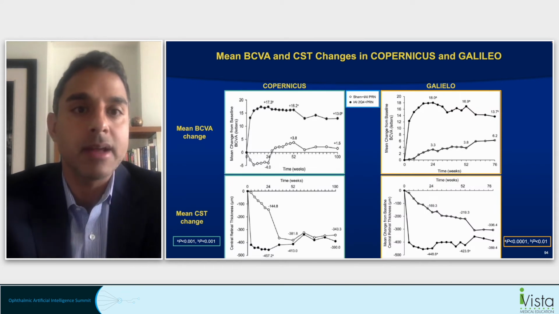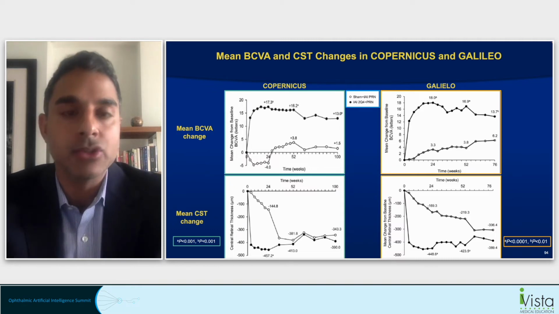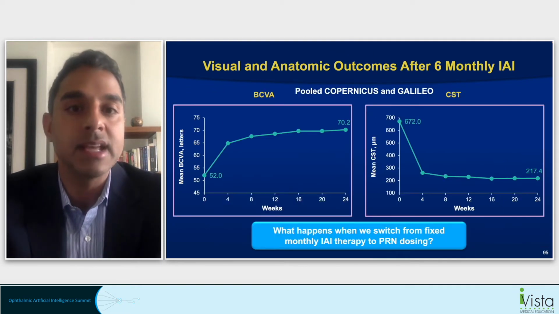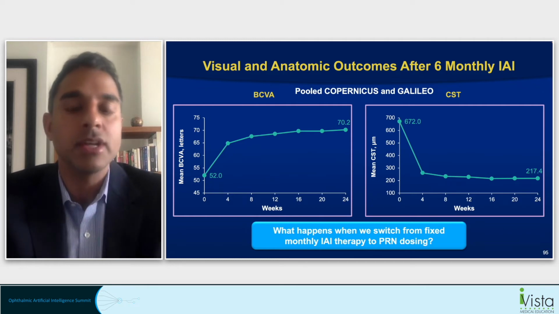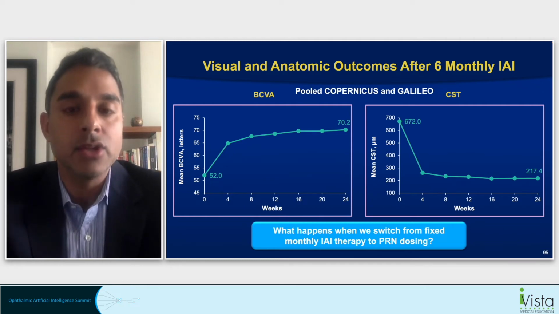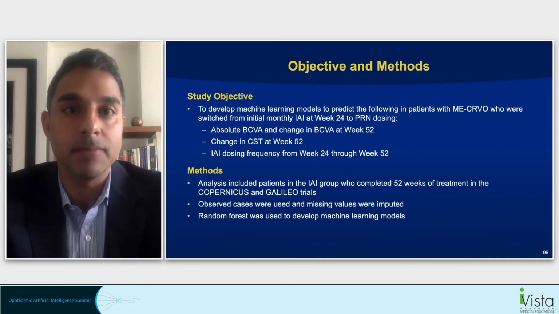And not surprisingly, when we switch over to PRN treatments, we've had a slight degradation of the vision, and then there's variation in the central subfield thickness changes. So there we lose that predictable stability that we see, where we have this beautiful visual acuity stability and central subfield thickness stability. So then the question is, can we build a model to understand what will happen when we switch from this monthly therapy to PRN dosing?